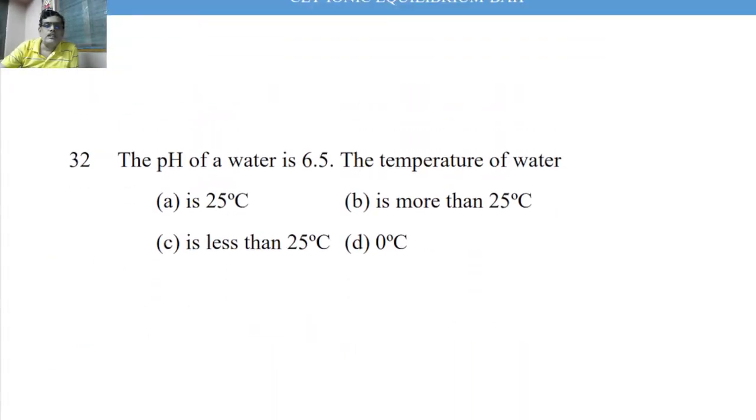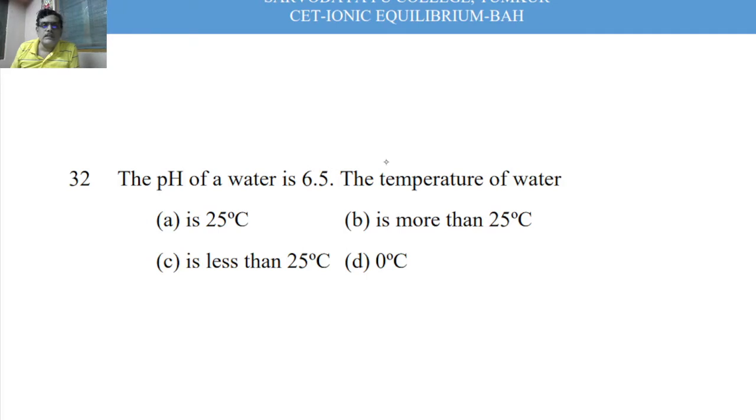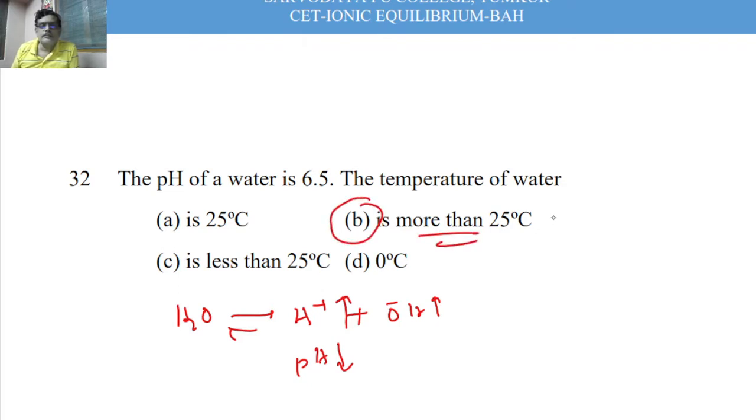pH of water is 6.5. Therefore, what is the temperature? See, concentration of H plus increases if temperature increases. See, when you go on heating, the concentration of H plus and OH minus increases, therefore pH will decrease. Because we take the negative logarithm value, the pH is going to decrease. Therefore temperature should be more than 25 degrees centigrade. So that should be the answer.